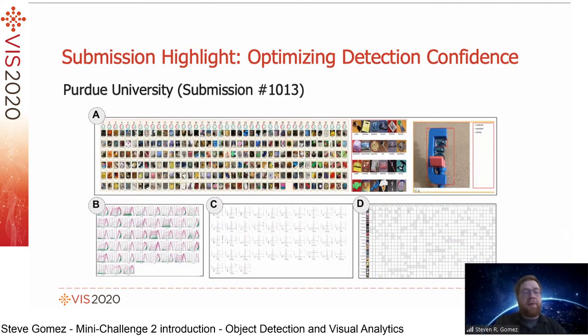This was a team at Purdue, and they worked really hard on optimizing detection confidence. So what you can see from this screenshot here is that there were a lot of different views where they were trying to visualize the confidence of the classifier across different object categories. And that's a theme that we're going to see in a lot of the videos for the submissions. So we just wanted to give them a shout out. Next slide.